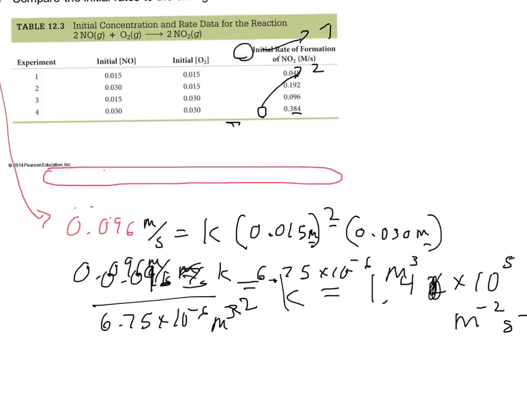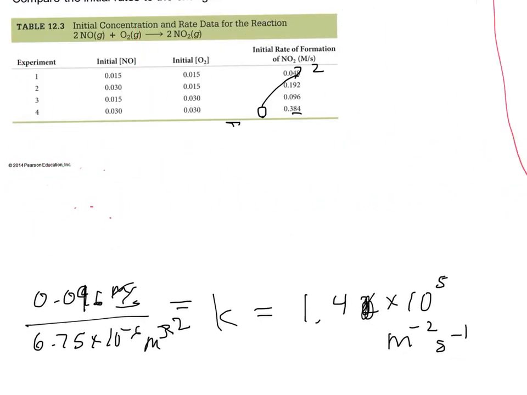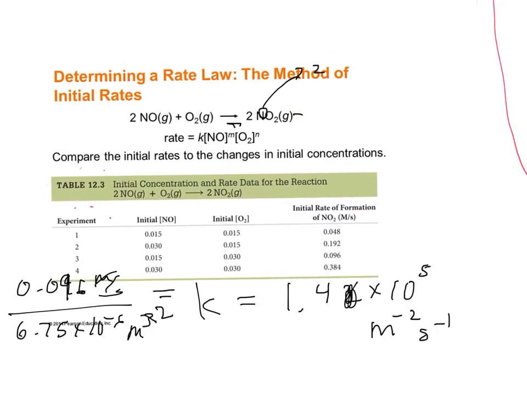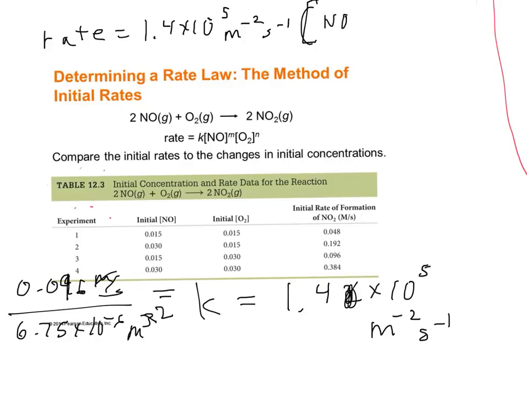So now we could summarize our rate law by saying that our rate is equal to 1.4 times 10 to the 5th times the concentration of nitrogen monoxide squared times the concentration of oxygen. And that's the method of initial rates.